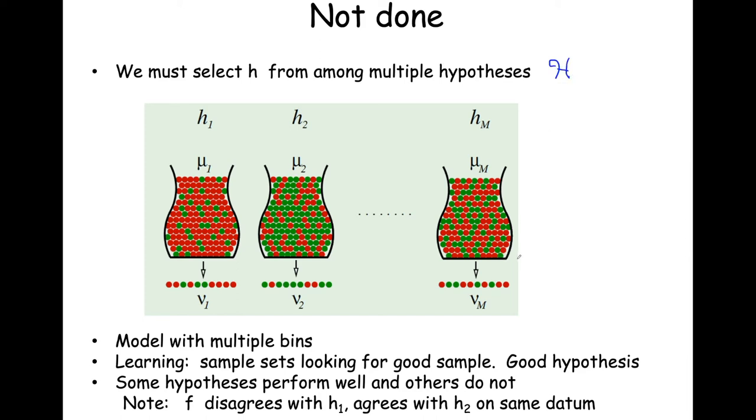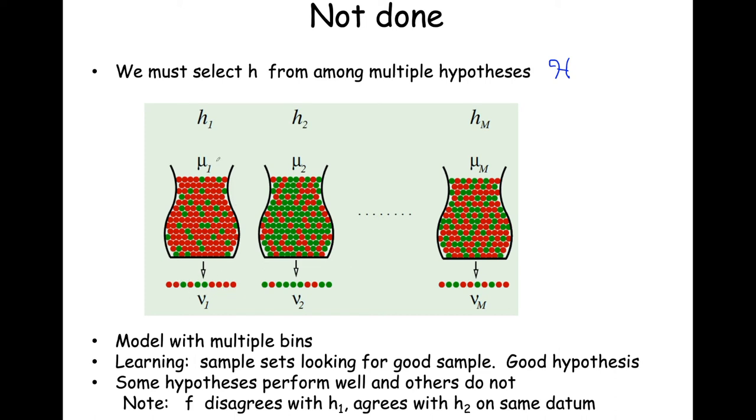So let's model this with multiple bins, and we're going to have different hypotheses, h1 for the first hypothesis, h2 for the second hypothesis, and h3 up to and including some hM for some value of big M. So we have big M many hypotheses, and then we're going to sample N, the same N, number of these marbles from the bin, and the first bin has a mu describing the proportion of red marbles for that hypothesis. And when you draw that sample, you calculate the red proportion of marbles, nu, for that first hypothesis. So corresponding to h1, we have a mu1 for the bin, and we have a nu1 associated with the proportion of red marbles for the sample.